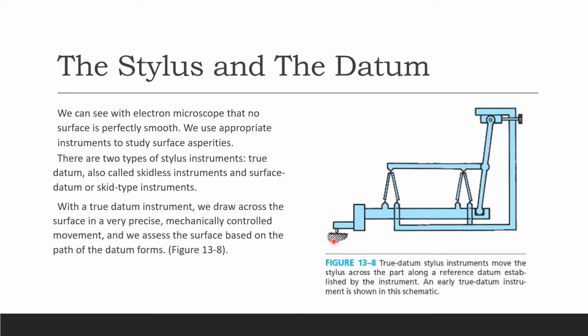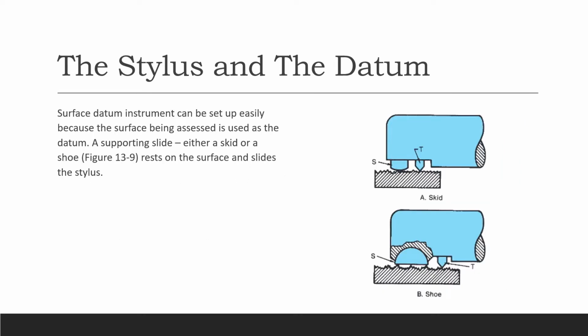So here, that's your part, and the part has a surface, and we are studying or investigating that surface by using this little stylus, okay, a part of this true datum instrument. Alright, the stylus and the datum. A surface datum instrument can be set up easily because the surface being assessed is used as the datum. So here we are inspecting the surface of that little part, and we're using that as a datum. And that's what we call a surface datum instrument.